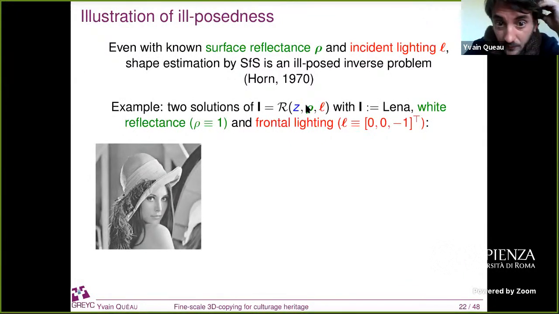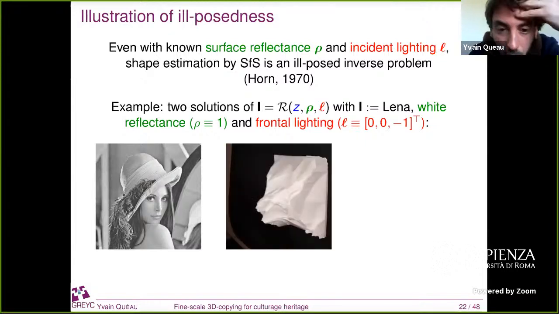Even if I use such an approach, here I'm considering the image of Lena, and let's assume, though it is obviously not true, that this surface is uniformly white, so rho is equal to 1, and that it is lit frontally, so the lighting vector is aligned with the viewing direction. Now, if I solve the shape from shading problem, here with the eikonal approach, this will be one possible solution. Okay, looks like some kind of mountain. It doesn't look at all like Lena.